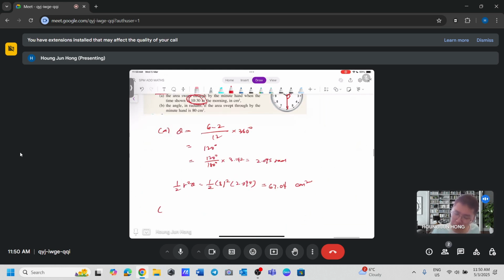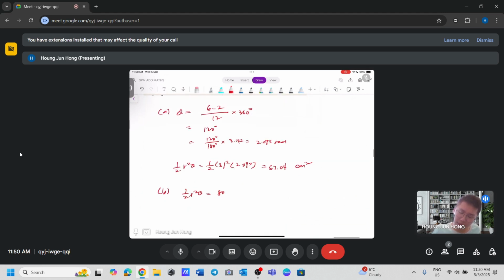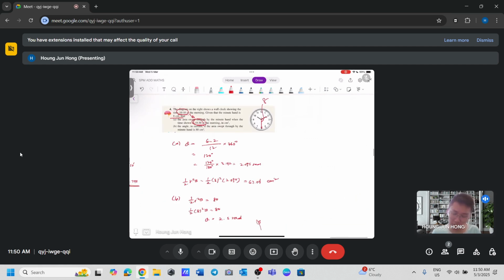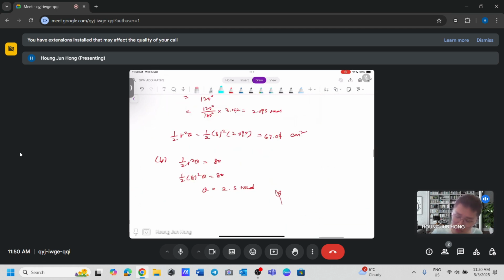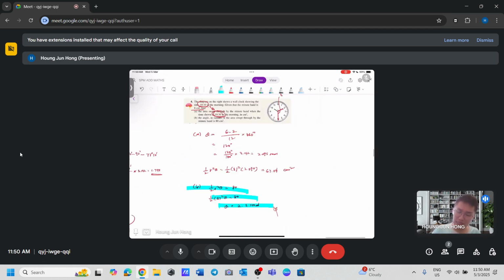And the next one asks for the angle if the area swept through by the minute hand is 80. This should be even simpler. Basically, half r squared theta equals 80. If you solve everything else, you should get theta equals 2.5 radians. And that's it. They didn't even ask you to convert it back or calculate what time it is. They just ask you to find the angle, which is literally just the formula. That's it for the question.